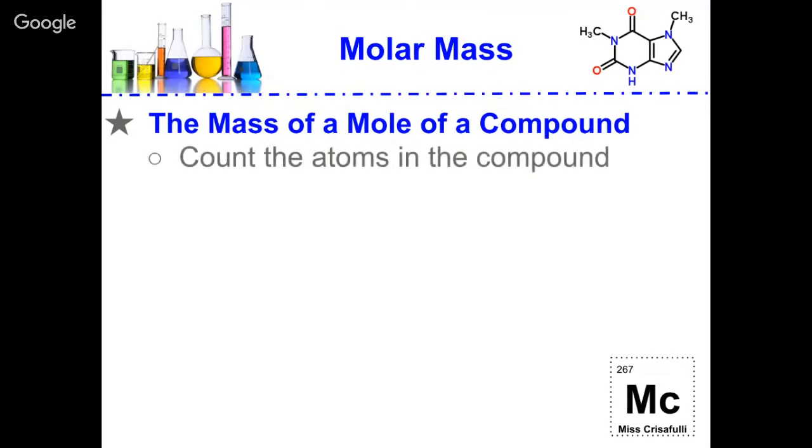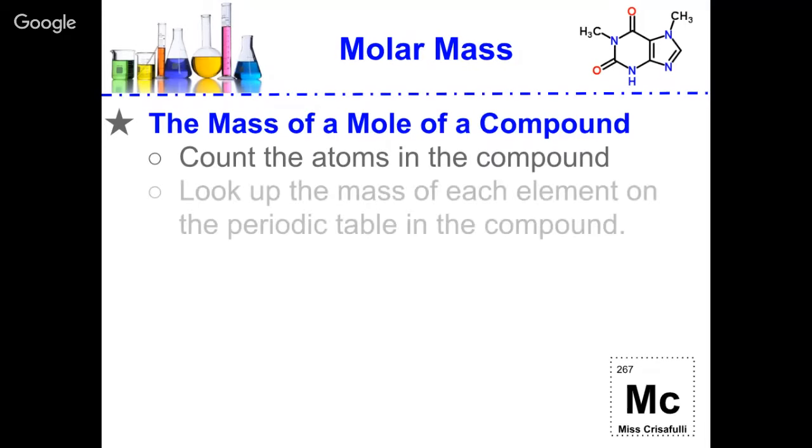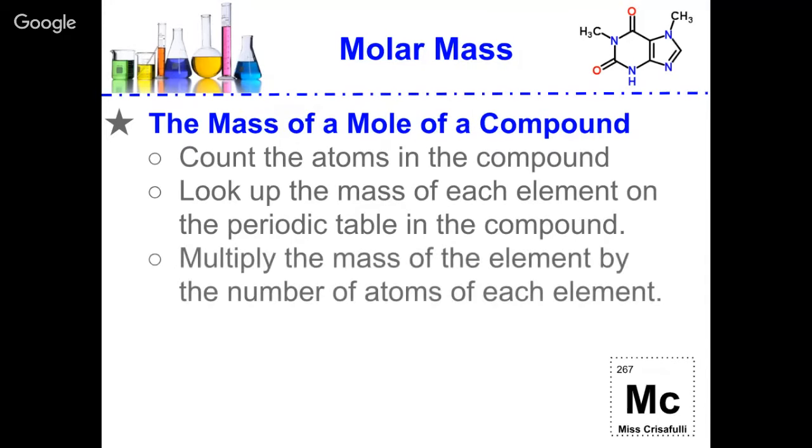So how do we calculate the molar mass of a compound, or the mass of a mole of a compound? First, you're going to count the atoms in the compound. Then you're going to look up the mass of each element on the periodic table. Then you're going to multiply the mass of the element by the number of atoms of each element. Then you're going to add them all up. This is the easiest thing that we're going to do. So let's do an example.